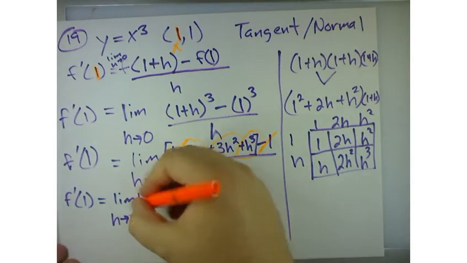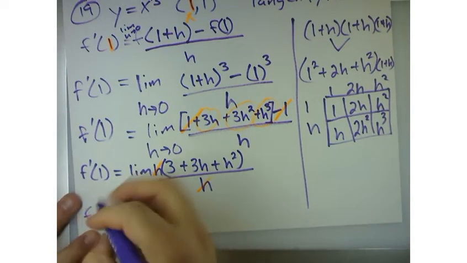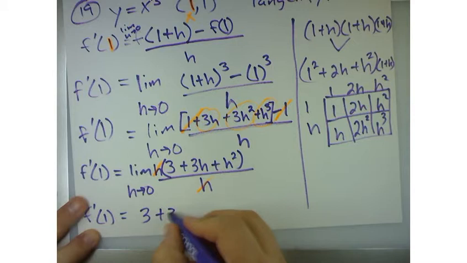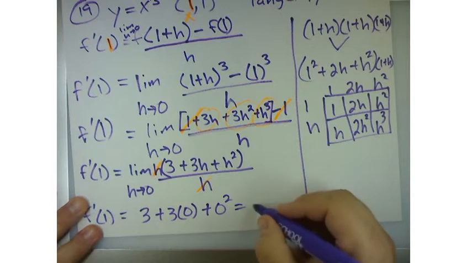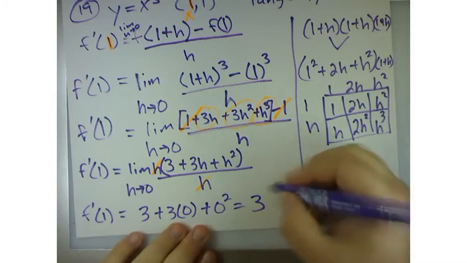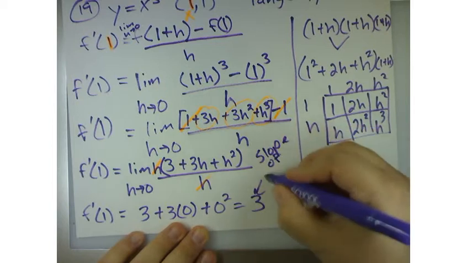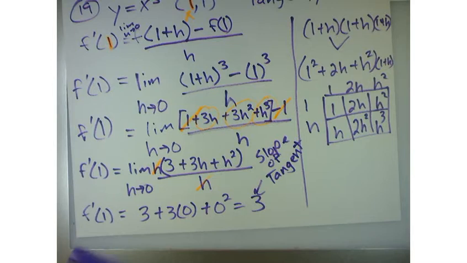Now we know that those h's will cancel. And in the next line, I'm simply going to plug in 0 for h. So it's 3 plus 3 times 0 plus 0 squared, which gives me 3. That's the answer. Well, that's the answer, but what is this? This is the slope of the tangent line. Right? So you're like, wow, I understood what you did, Mr. Adams. Great. Well, we've only just begun.